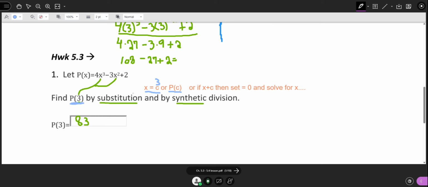Now, if it had said x minus 3, find the value when your factor is x minus 3. Okay? Well, what you've got to do is set it equal to 0 and solve. So move that across, and x equals 3.